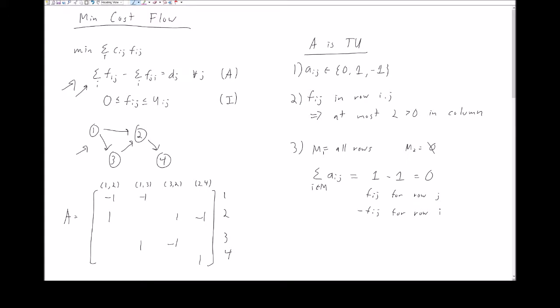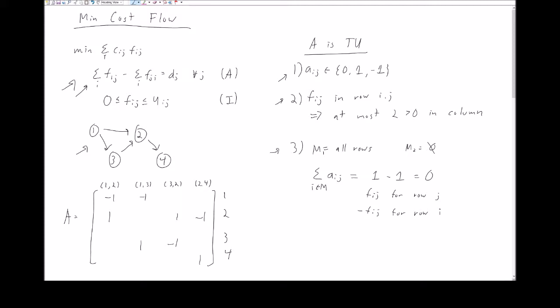Now we can prove that this matrix is totally unimodular. First, we verify that every entry in this matrix is 0, 1, or negative 1. We could have done this without even writing the matrix. The second is that we have at most two non-zeros in every column. This is easy to verify in the matrix that we wrote, but in general it's also easy to verify. Every arc has at most two nodes, so it's going to appear in at most two constraints. This means that there's going to be at most two non-zeros in every column, since columns correspond to arcs.